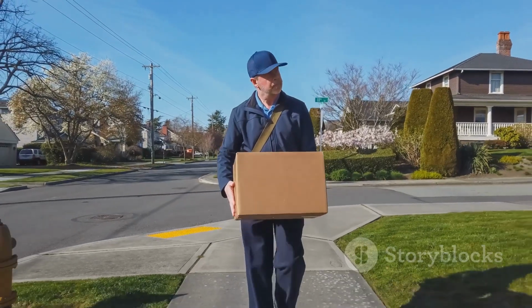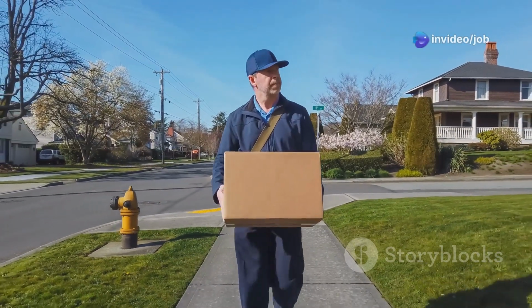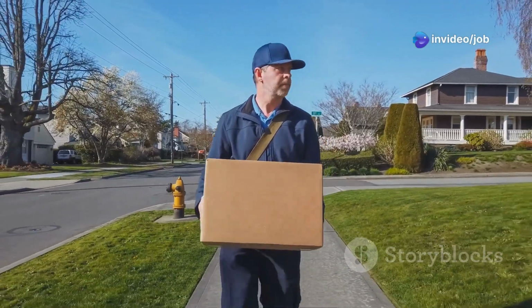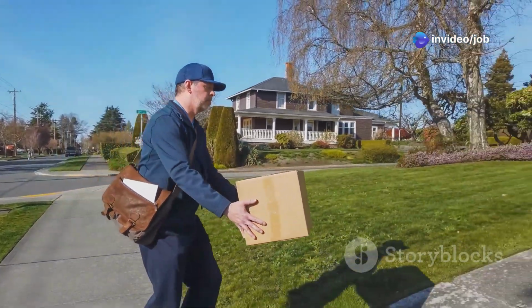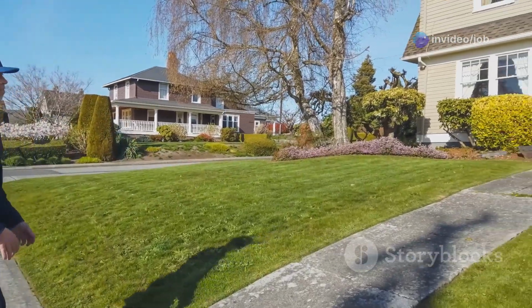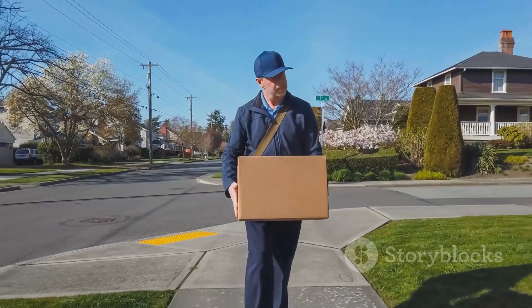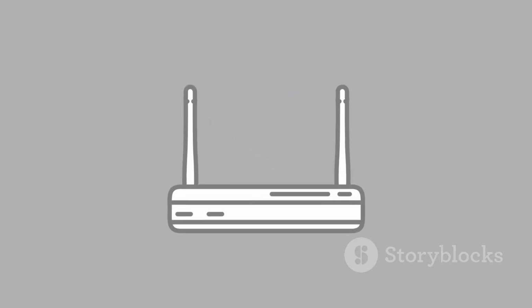Imagine the internet as a vast postal system. Just like every house has a unique address for mail delivery, every device on the internet needs a unique address to send and receive data. This is where IP addresses come into play. Every computer, smartphone, and even smart appliances like your fridge or thermostat needs a unique address to communicate on the internet. This unique address is known as an IP address.